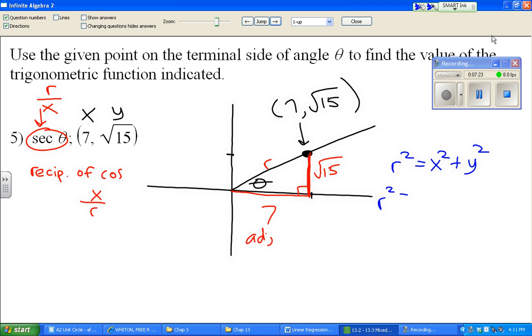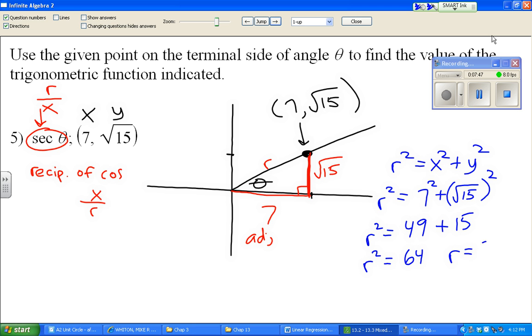Okay, r squared, we know x is 7. The y was the square root of 15, but that needs to get squared, so 7 squared is going to be 49. Root 15, when you square it, isn't it just 15? Yep, just 15. So this will be r squared equals 64. So the radius r, the hypotenuse, ends up equaling 8. And then we can go ahead and write our ratio. The secant is going to be, for a final answer of r over x, 8 over 7. That should be your final answer there.